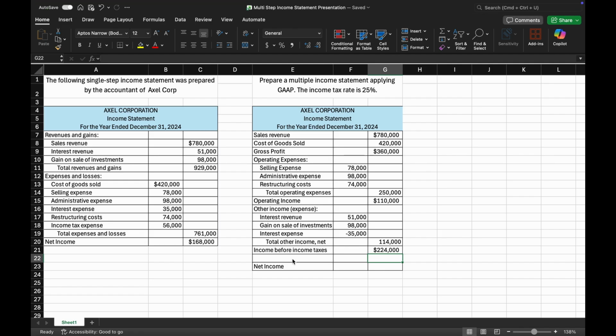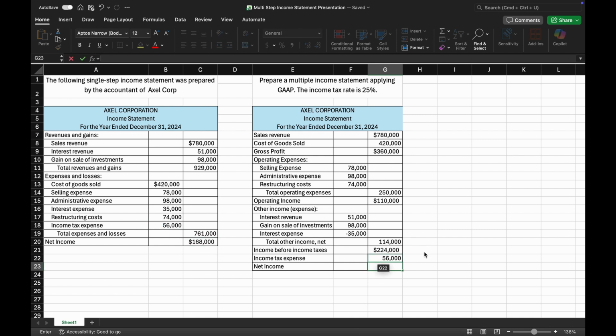Now we have one more line item before net income, and it's pretty obvious, but we can figure out what it is first looking at the single step income statement, and then at the line item right above this, which is income before income taxes, and we can tell that the last line item we have to put into the statement is the income tax expense. So let's transfer that account, income tax expense, and then from looking at the single step income statement, we can tell that this account has a balance of $56,000. So let's transfer that over.